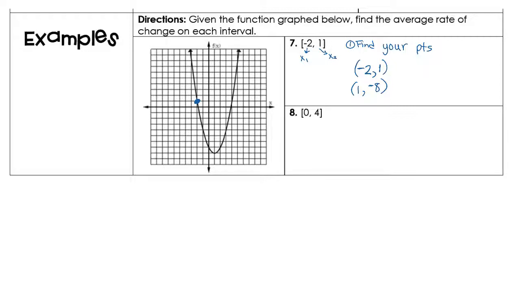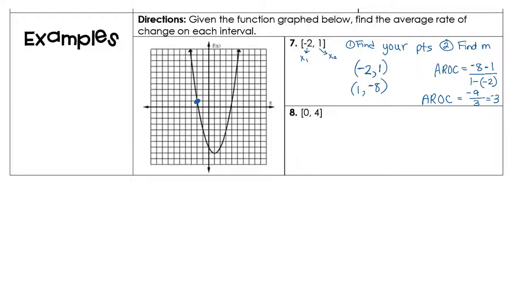So now we're ready to find our average rate of change. The second thing we're going to do is find your slope. That's all you have to do. Find m. So your average rate of change is really your slope formula. -8 minus 1, changing y's, over your changing x's. And so my average rate of change on this interval, well, the numerator is going to be -9. The denominator is going to be +3, so it's going to be -3. That's your average rate of change.